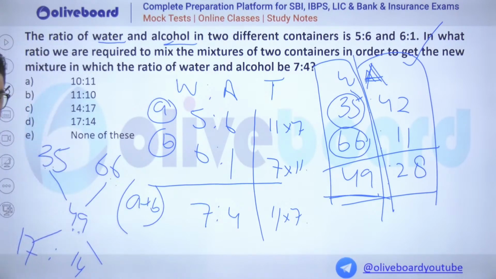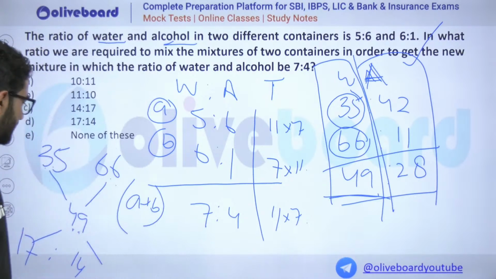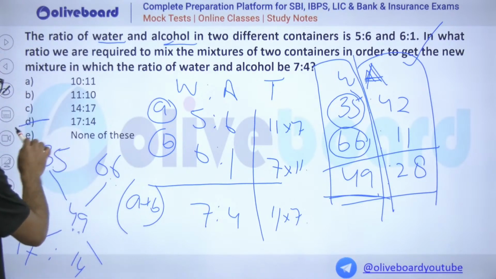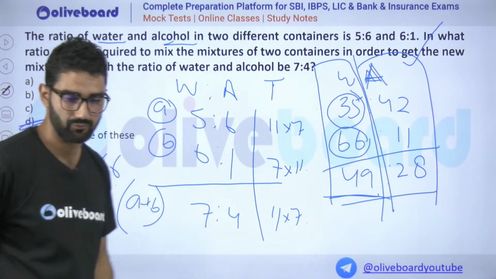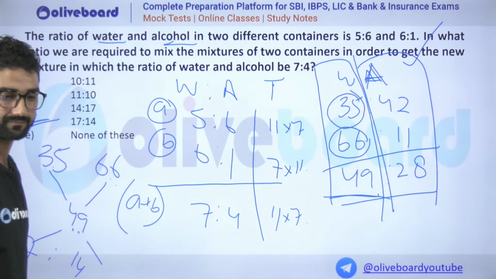Is this clear to everyone? So the option is 17 is to 14. That is option D, given by multiple students here. Is this clear to everyone?